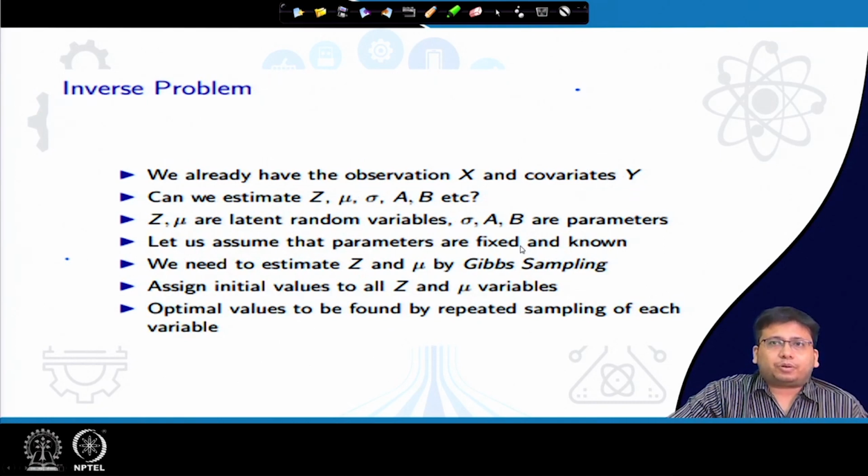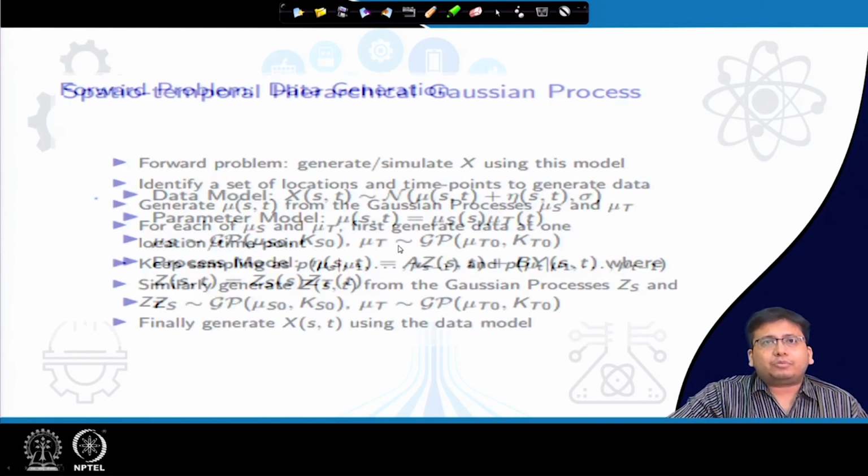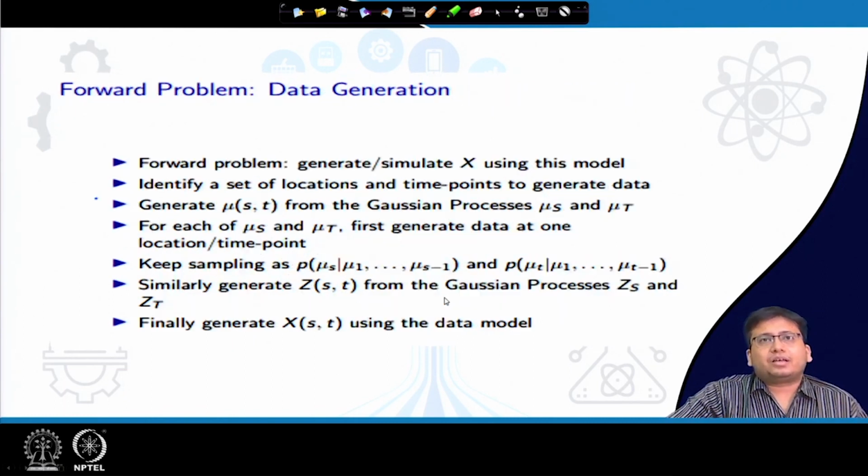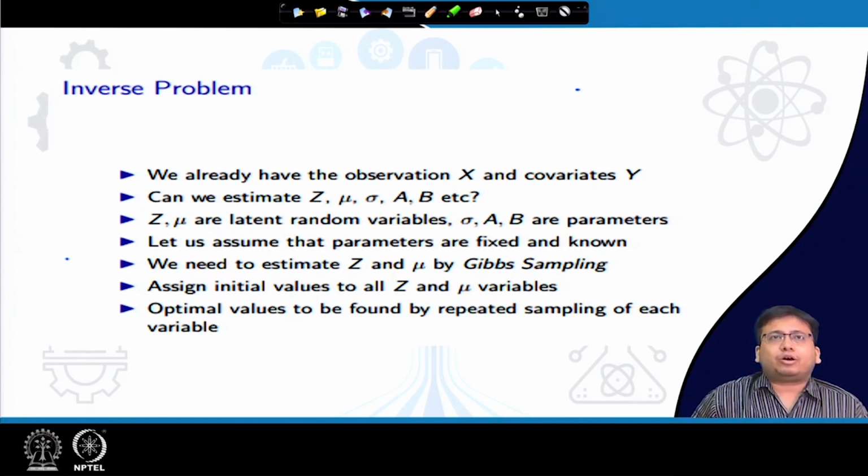Now, the inverse problem. What is the inverse problem? That is more complicated, but that is in a sense more natural also. So, as you can see, the model which we defined here has so many parameters, and where will all these parameters come from? Because what you actually have is the data, the observations, and the covariates also. So, the task when we are trying to build the model is to estimate all these other variables. So, there are two sets, the random variables which are z as well as the various parameters. So, we can estimate the random variables by a process called Gibbs sampling.